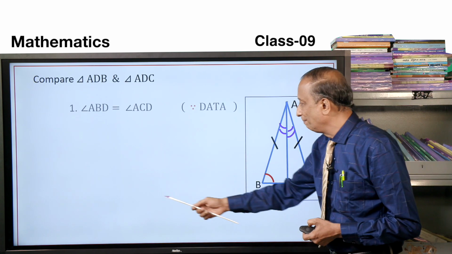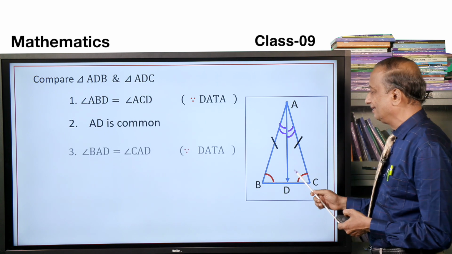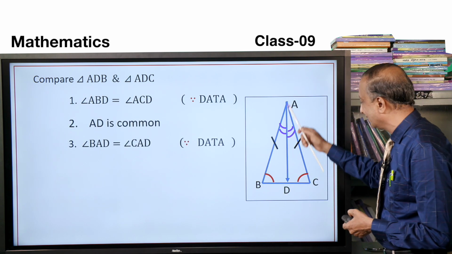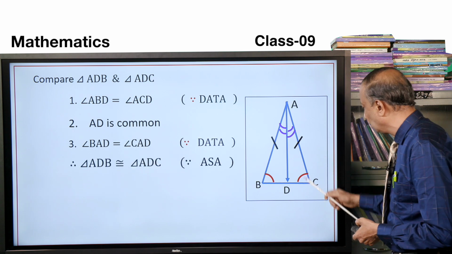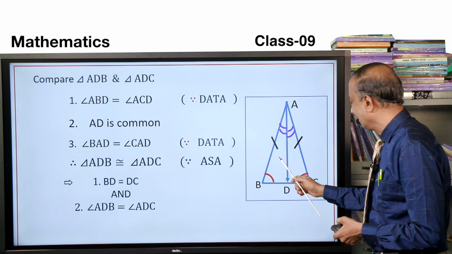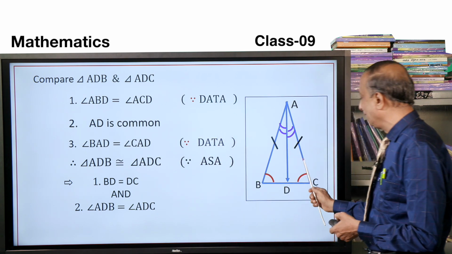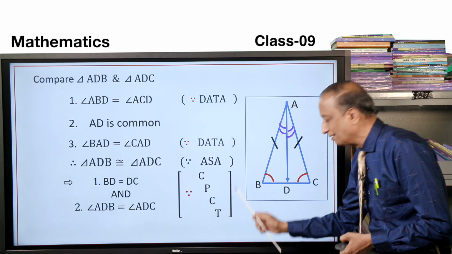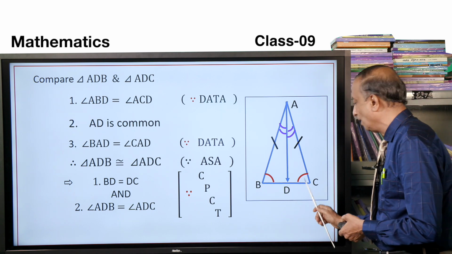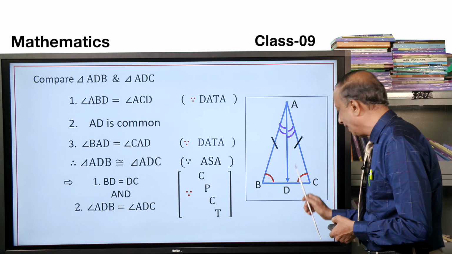So again compare these two triangles. Don't you think two angles and a side are respectively equal to two angles and the corresponding side? Hence these two became congruent on account of ASA. When these two became congruent, you can simply think of the corresponding parts. These two sides are equal and these two angles are equal.